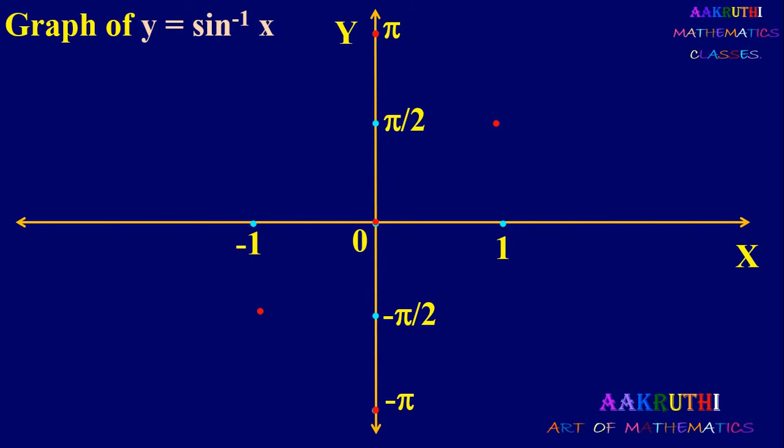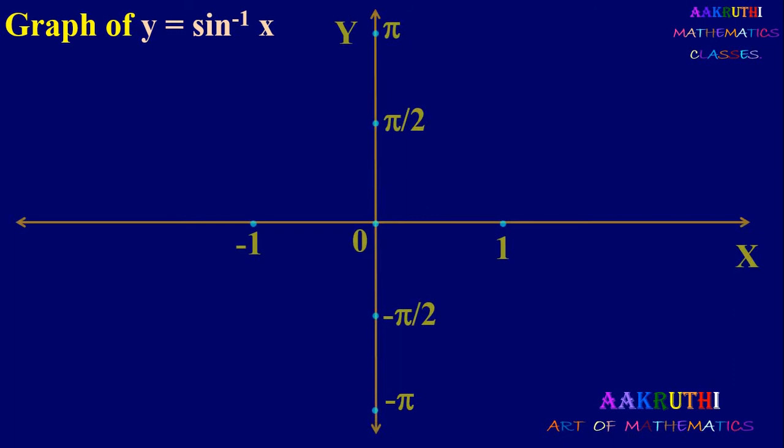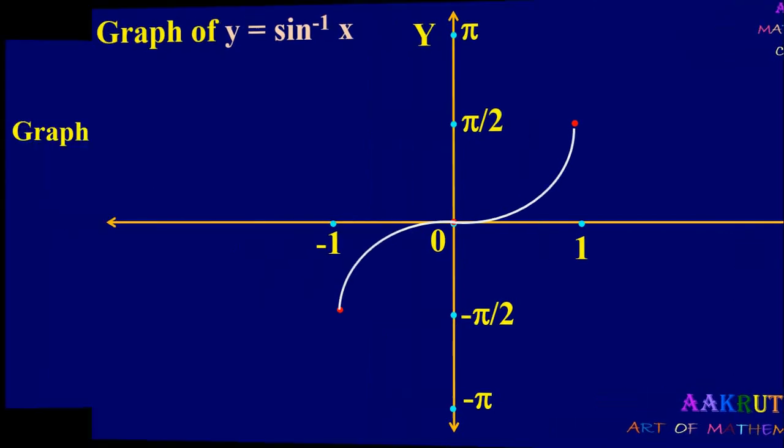So join all these points, we get graph like this. So this is y equal to sin inverse x graph. So next one, graph of y equal to sin inverse x in principal value branch, that is in between minus 90 and plus 90. So here we consider only minus 90 and plus 90. Now here also sin inverse 0 is 0, sin inverse 1 is 90 and sin inverse minus 1 is minus 90. So we join all these points and we get graph like this. So this is graph of y equal to sin inverse x in principal value branch.